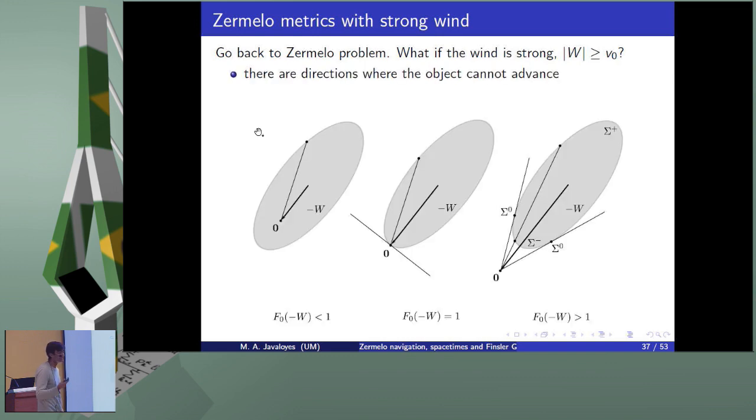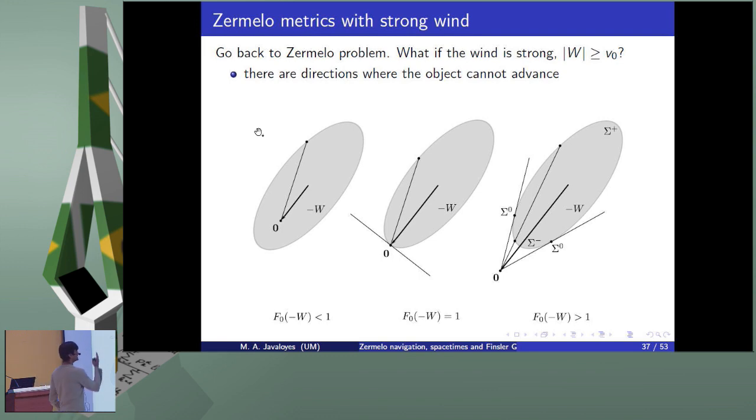What happens when the wind is strong? At the beginning, I was considering just a mild wind, in the sense that I translate the sphere, but the origin remains inside the sphere. But what happens if the wind is very strong? When I translate the sphere, the zero is not anymore inside the sphere.